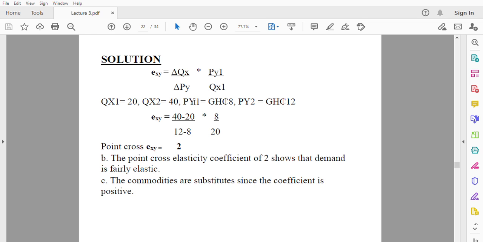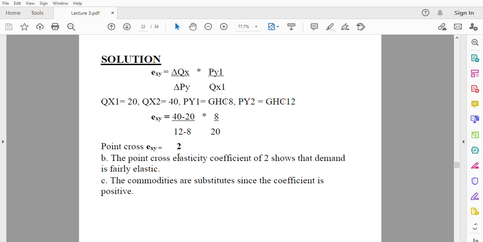So the change in QX is 40, that is QX2 minus QX1, 40 minus 20, all divided by the change in PY, which is PY2 minus PY1, which is 12 minus 8, then times the original PY, that's the original price of Y, which is PY1, is 8 Ghana cedis, divided by QX1, which is the original quantity demanded of X, 20. Our final answer is 2. It is positive 2 actually.